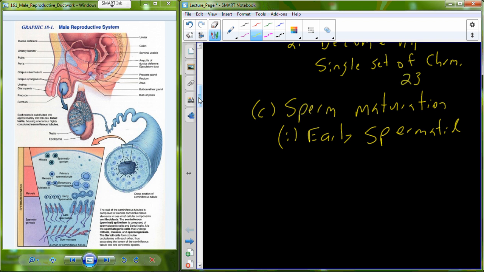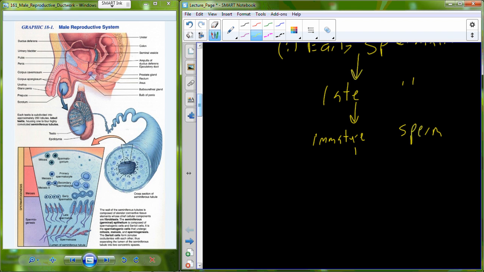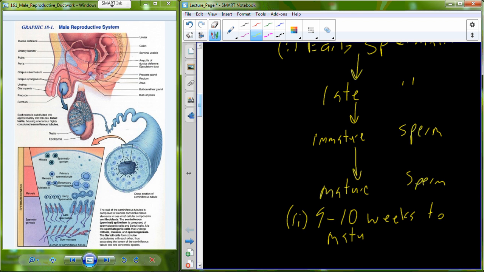And the process here is to go from early to late, and then from late spermatid to immature sperm, and then from our immature sperm finally to our mature sperm. So there's the cell lineage, if you will, for the maturation process. This process of going from early spermatid to mature sperm typically takes between 9 and 10 weeks. And from our single spermatogonium, that's an undifferentiated cell, within about 9-10 weeks, you're going to have 8 mature sperm produced from each of those single cells.